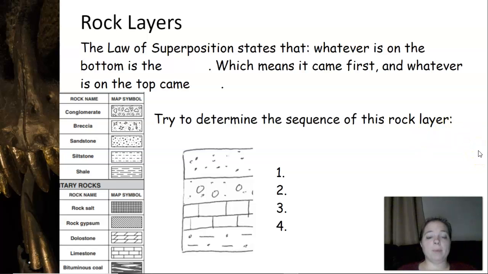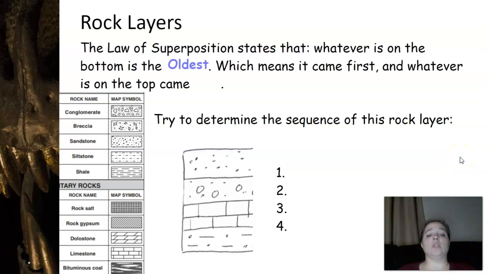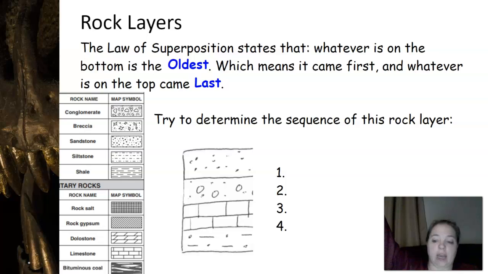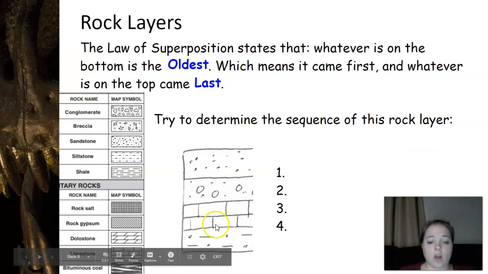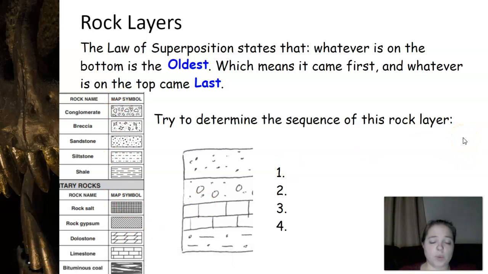All right. Big thing for this unit or this topic is the law of superposition, which states that whatever is on the bottom is the oldest, or it means it came first. So that means whatever is on the top came last. So the first is the oldest, the top is last, the newest. Using that and keeping that in mind, we are going to determine the sequence of this nice little section of rock that I have here. We are going to take all of these and match them up with the map symbols over here.